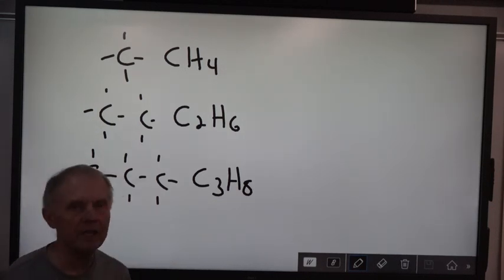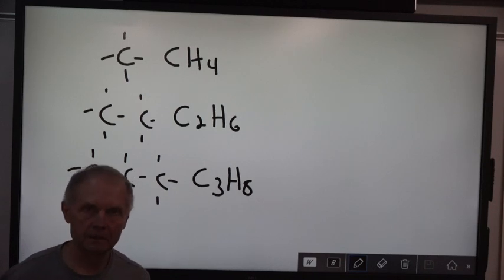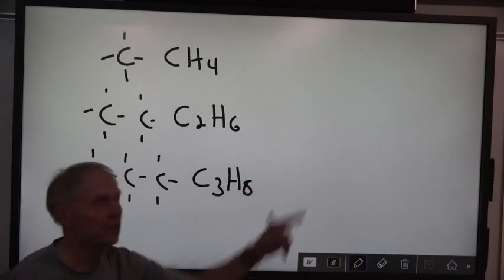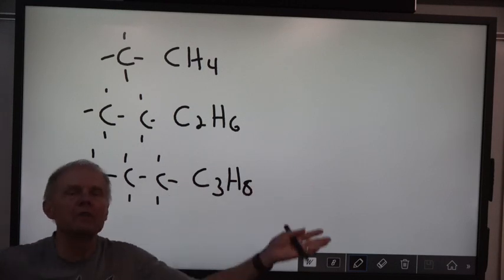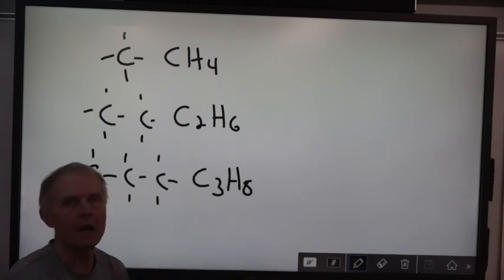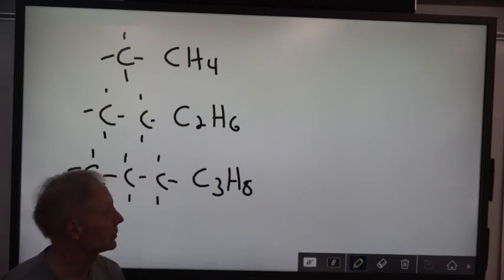But what if I wanted decane? Decane is 10 carbons in a row. How would you figure out how to build that? If you didn't put the structural formula, how would you know what the molecular formula is? Now watch.